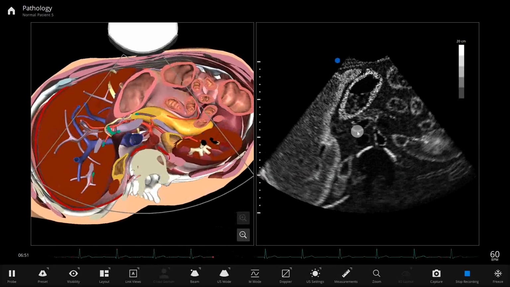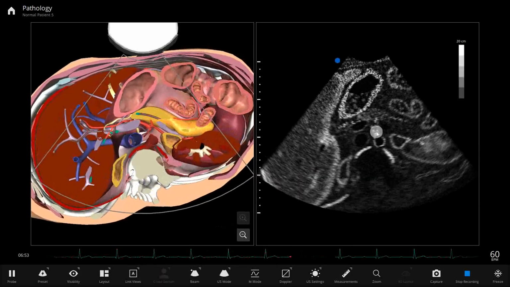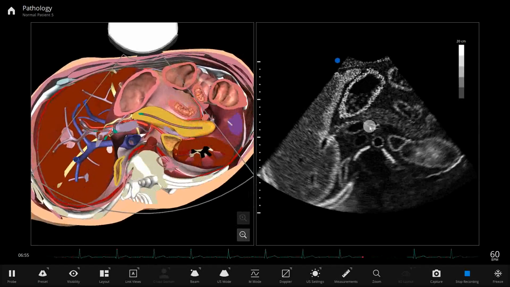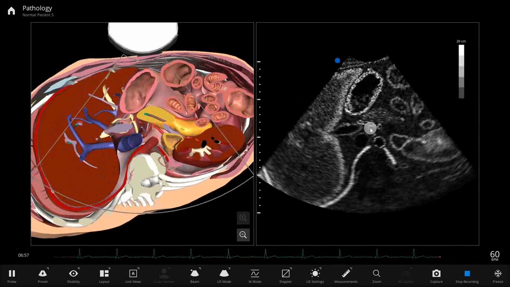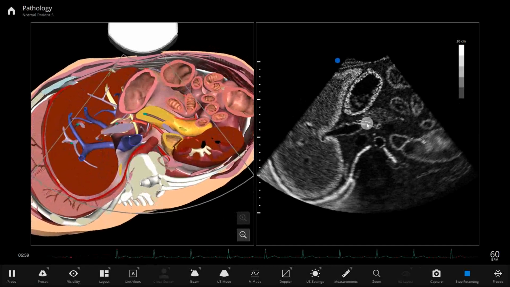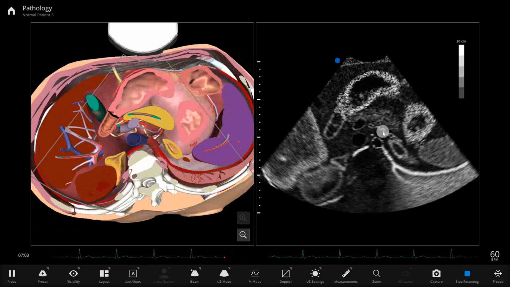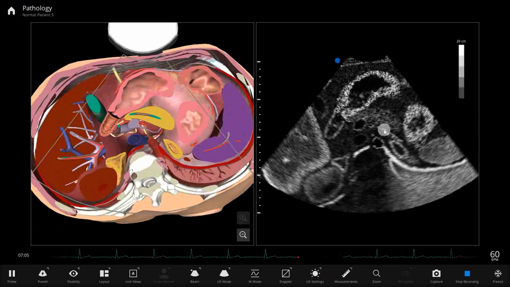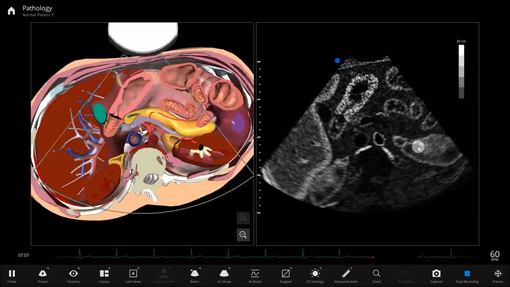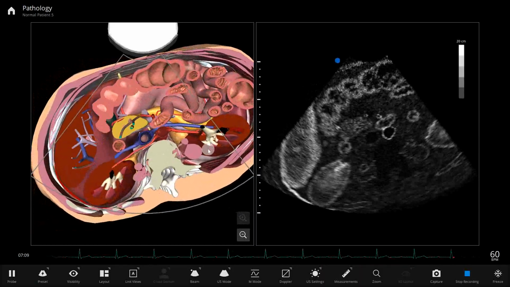Okay? We can see that on ultrasound right here. There's the celiac trunk. There's the split. The hepatic artery is going off to the right towards the liver. The splenic artery is heading back posterior and to the left to the spleen. Okay? Now we're going to move down that.